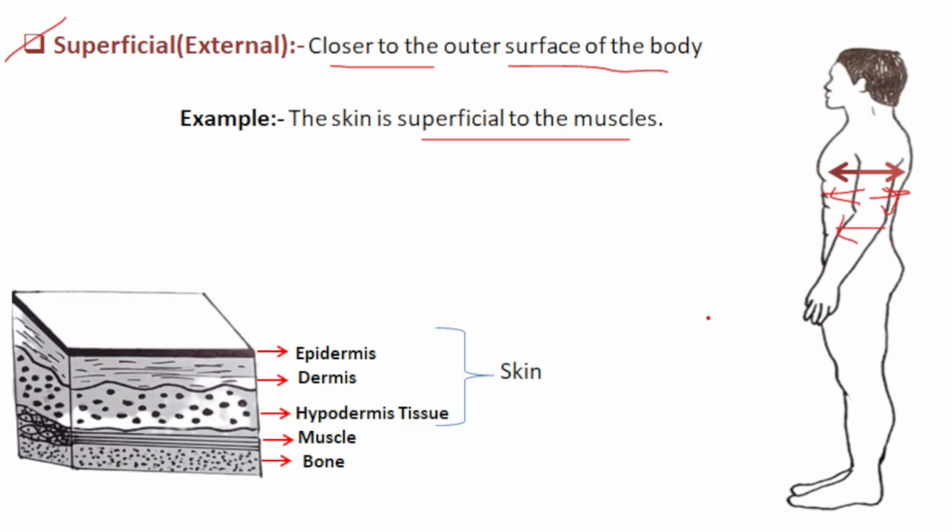and there are some layers. See in this picture that there are three layers of the skin: epidermis, dermis, and hypodermis tissue. These are all the three layers of the skin. Then muscle, then bones. So the skin is more superficial than the muscle because bones and muscles are present inside of the body, and the skin is more superficial compared to the muscle and bones. So the skin is superficial to the muscle and bones.